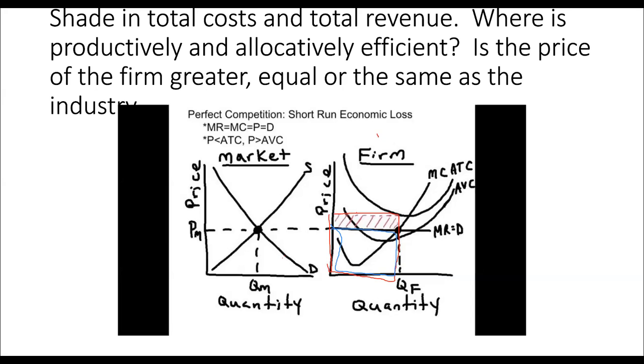Where is allocatively efficient? MC crosses demand. What does that exactly mean with the value? That's what society wants. It's producing what the people want. Any other questions? All right.